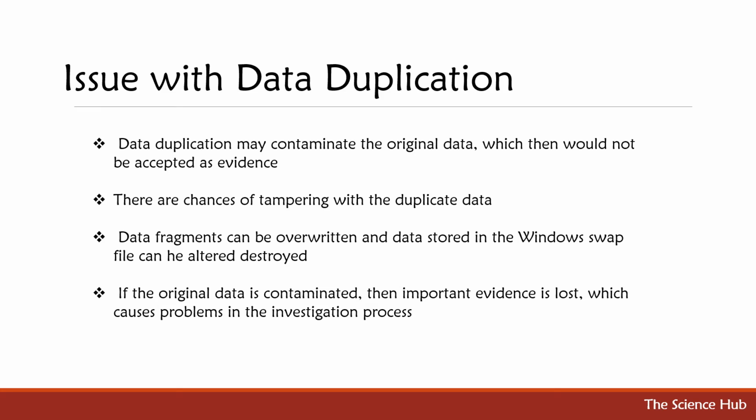The issue with data duplication. Data duplication may contaminate the original data, which would then not be accepted as evidence. There are chances of tampering with the duplicate data. Data fragments can be overwritten, and data stored in the Windows swap file can be altered and destroyed. If the original data is contaminated, then important evidence is lost, which causes problems in the investigation process.